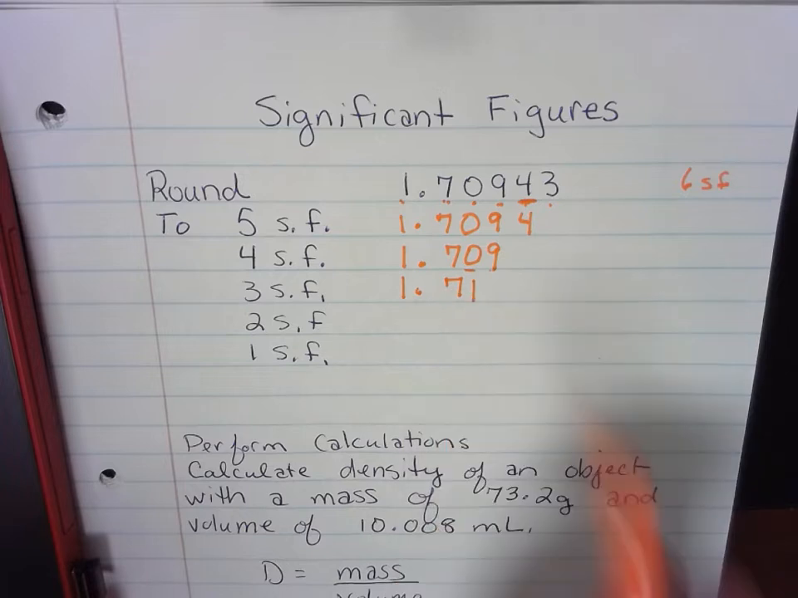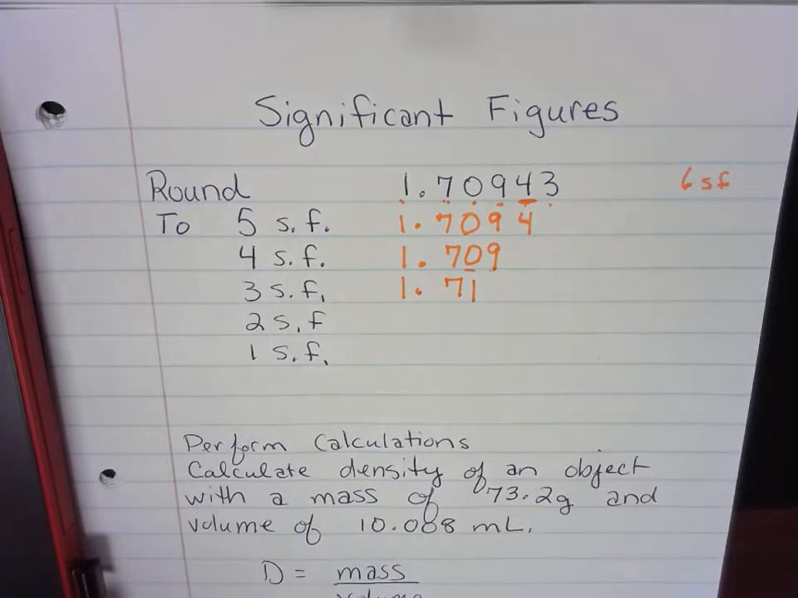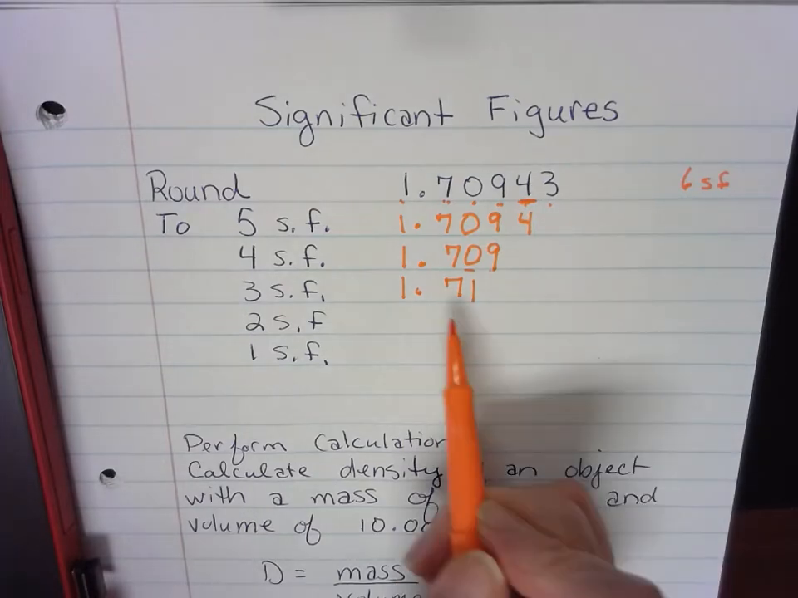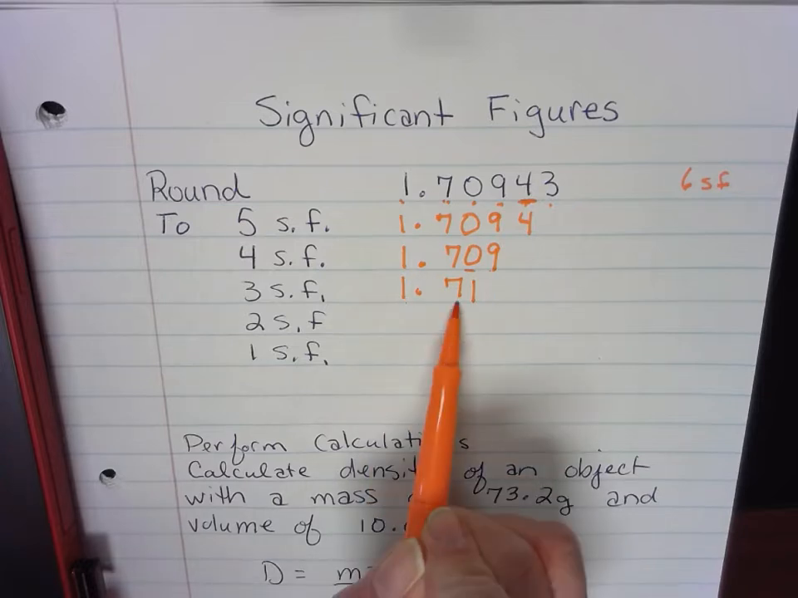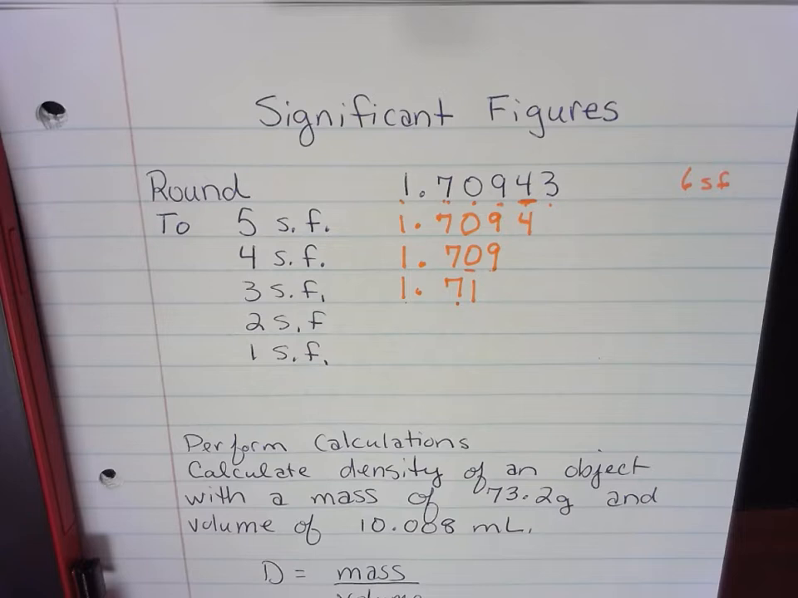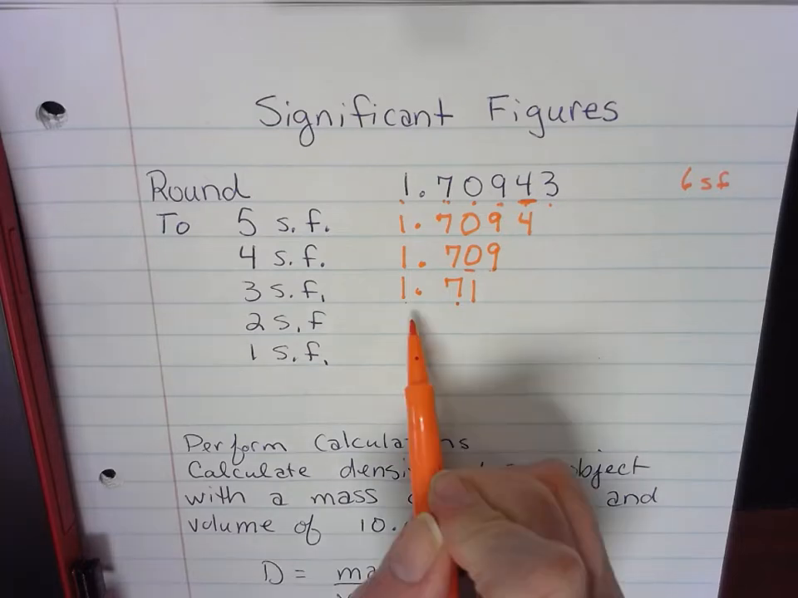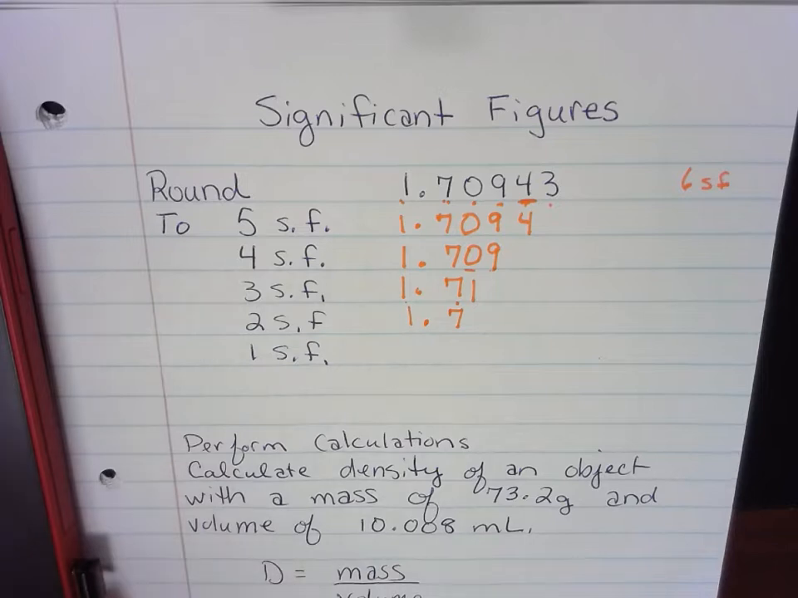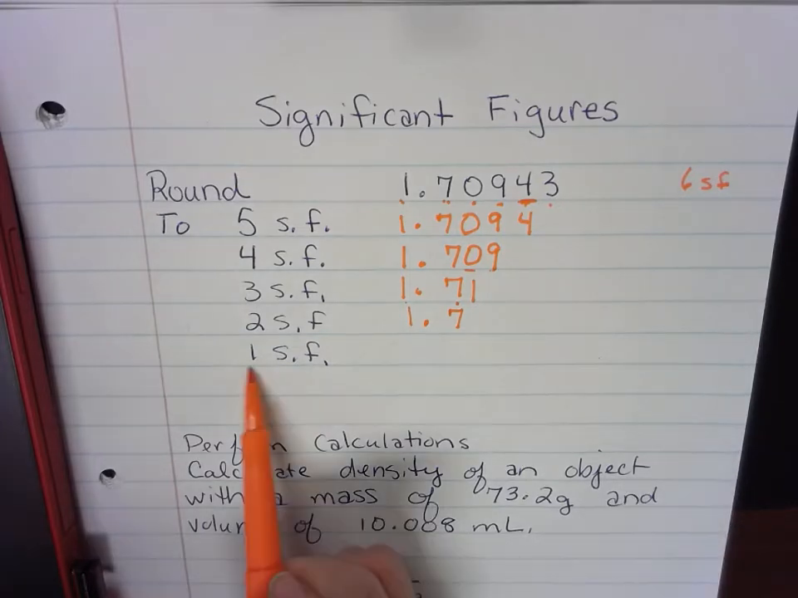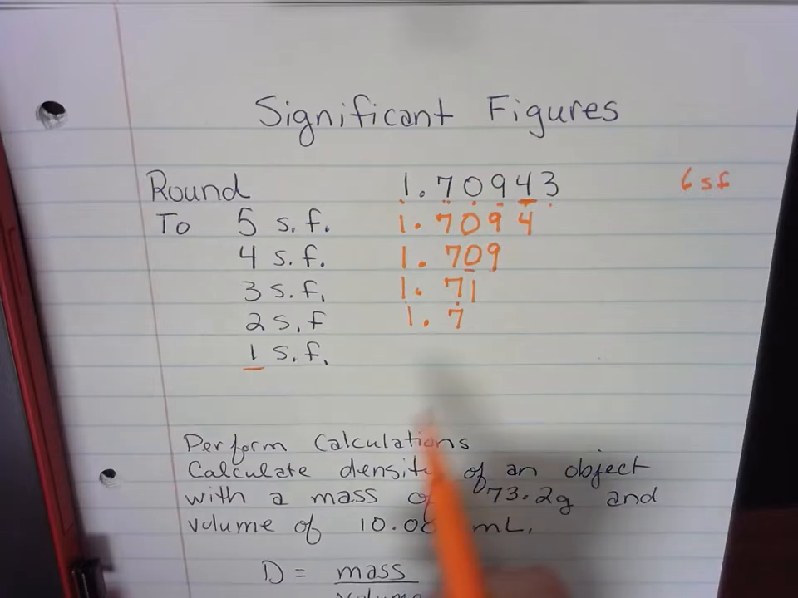Now if we were to round this to 2 significant figures, 1, 2, the number that follows the 7 is a 1, so we would say 1.7. If we round this to 1 significant figure, the number that follows the 1 is a 7, so we would report it as 2.